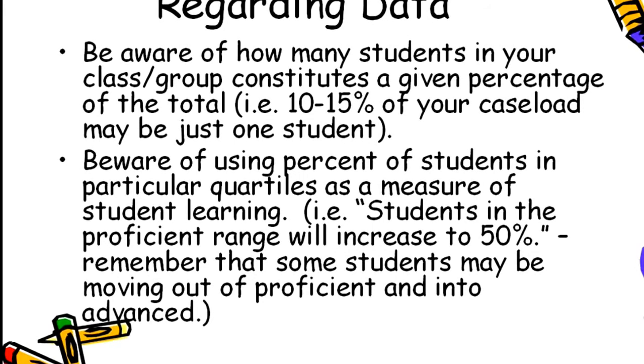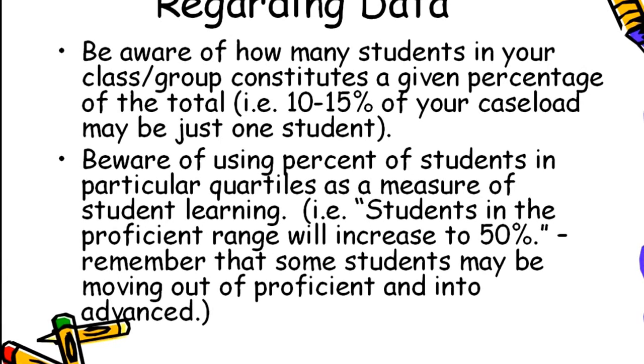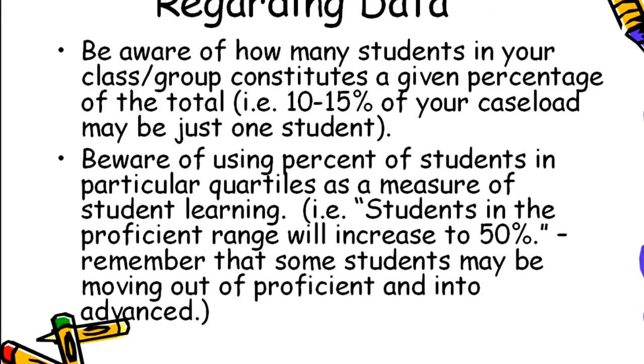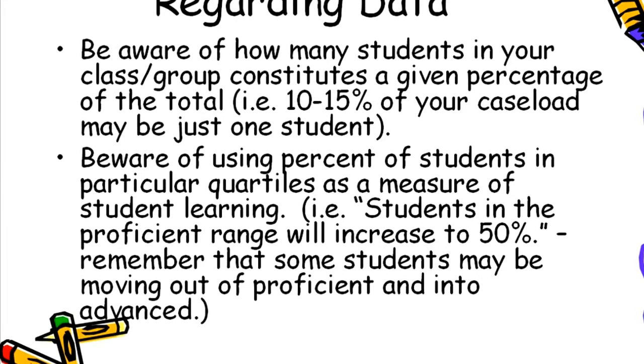Another thing is, if you're going to use a summative measure like being in a proficient range on the WKCE, be careful, because remember, if you're hoping to increase your students to 50% of them in the proficient range, some of them, if you're really exemplary, might be moving out of proficient and into advanced, especially if it's more skill specific or in an area.